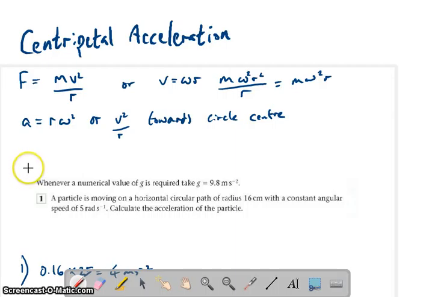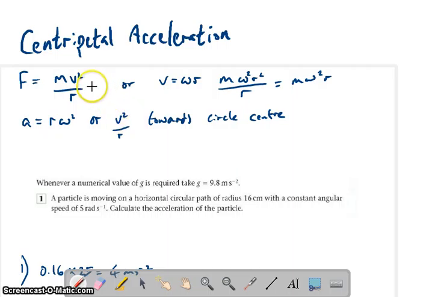So, onwards to slightly more difficult topics. We're now looking at centripetal acceleration. Centripetal acceleration is just the name of the acceleration of an object undergoing circular motion. So, the acceleration is equal to r omega squared or v squared over r, and the two are interchangeable.